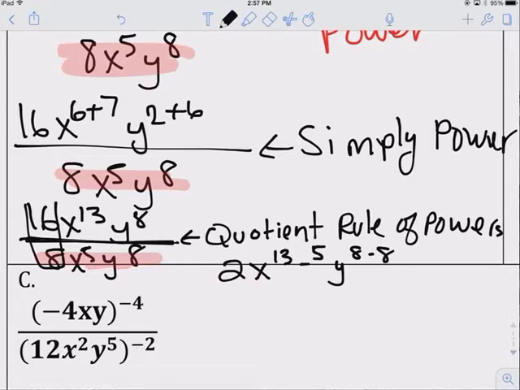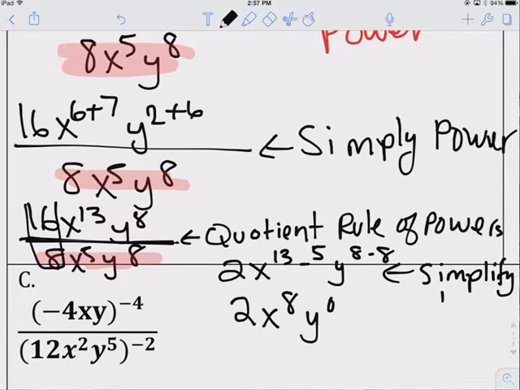And then we simplify powers. So now you minus 8, and it'll be the zero power rule. Then you do 2x to the 8 and y to the 0. This is simplified powers. This is a long one. I don't have enough space. And then this is the zero power rule.